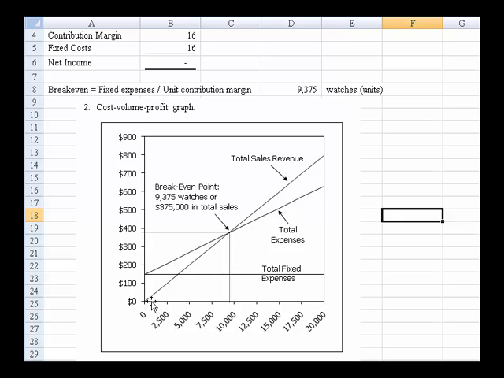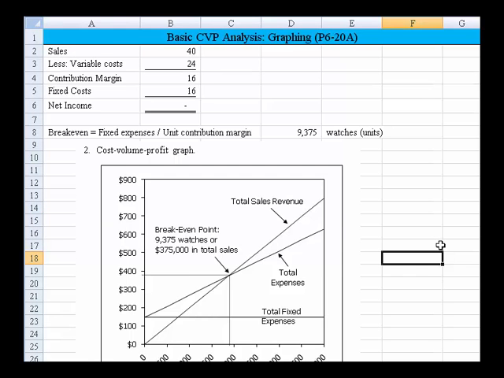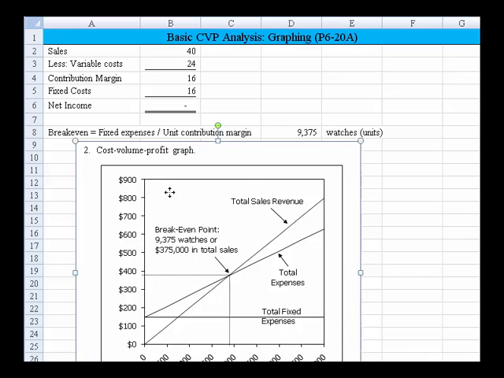We would see the total sales revenue going up as a straight line because for every watch we sell, we get the same dollar amount for it. Our fixed costs are a straight line at some level, and then the variable cost increase and go increasing as we sell more. So total costs then follow this line right here. We start at the fixed cost and we add the variable to it. And the break-even point is right there. 9,375 watches, or it's 375,000 in total sales. Okay? And if we wanted to prove that, we could certainly drop in the numbers and do that.